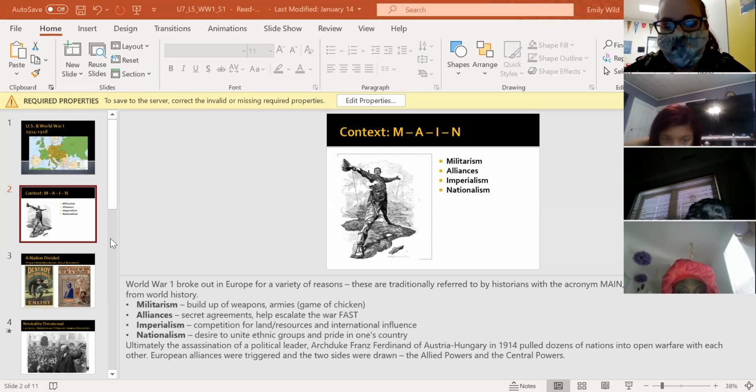But as we know, it's the assassination of political leader Archduke Franz Ferdinand of Austria-Hungary that triggers the war, and it begins to get started.